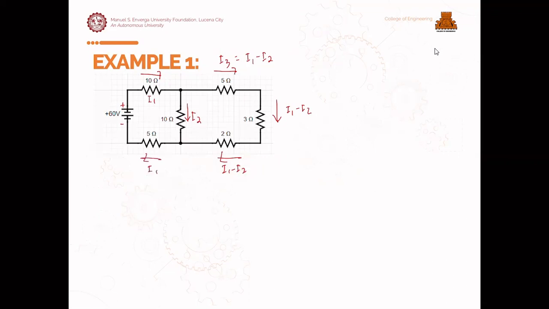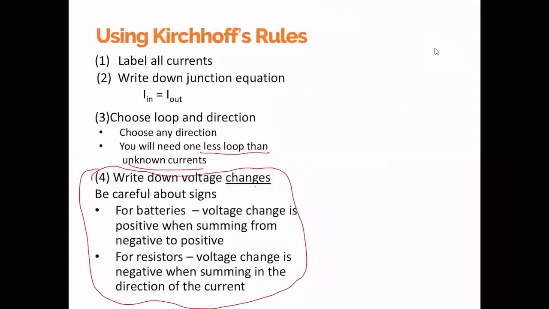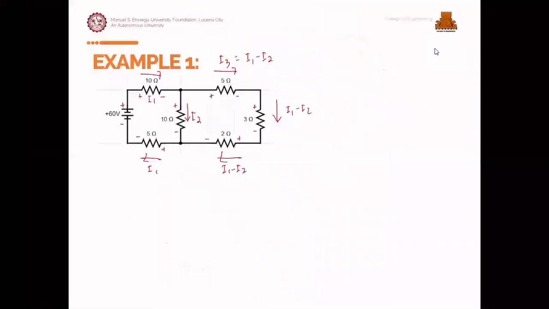Okay? So, once na-identify natin yung current, ilalagay natin yung mga sign ng resistor natin. So, again, papasok siya ng positive, palabas negative, for each resistor. Okay? Next, write down yung equation. So, I guess nagawa na din natin.